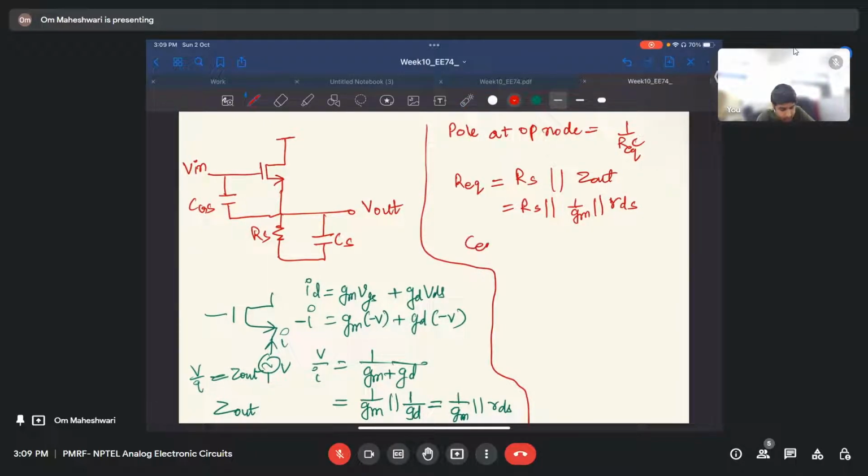Anyways, the equivalent capacitance is CS plus CGS. We just have to see what are all the resistances and capacitances that are connected to this node. So here CS is connected, here is the ground, and here CGS is connected. So let us try to, so pole, let me take it on the next page.